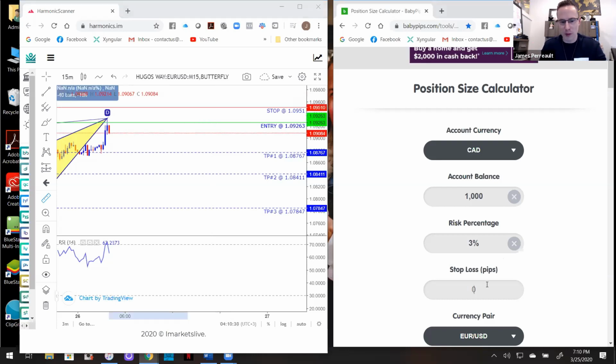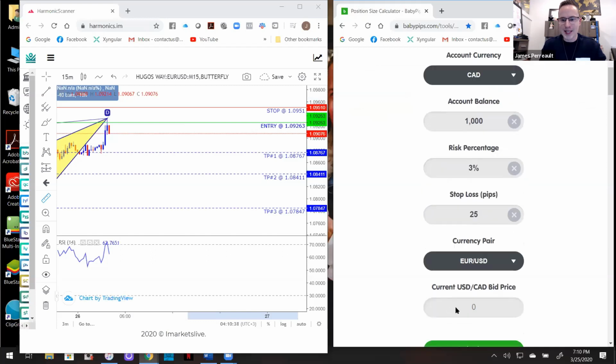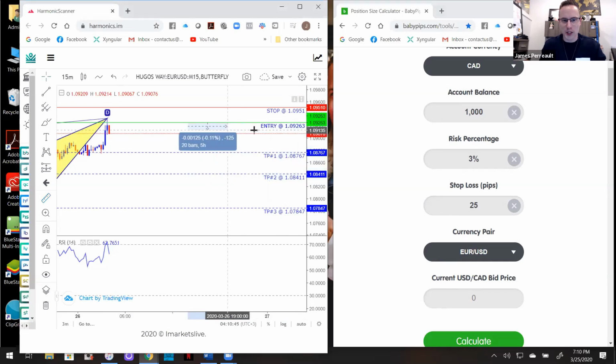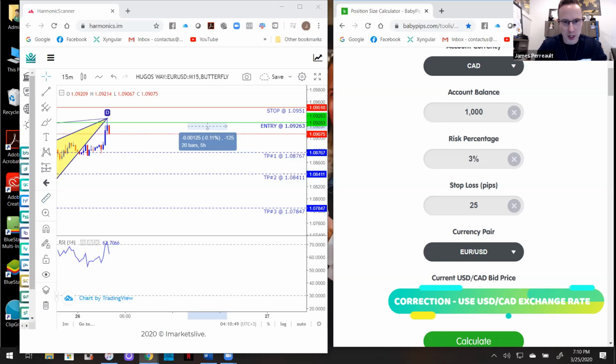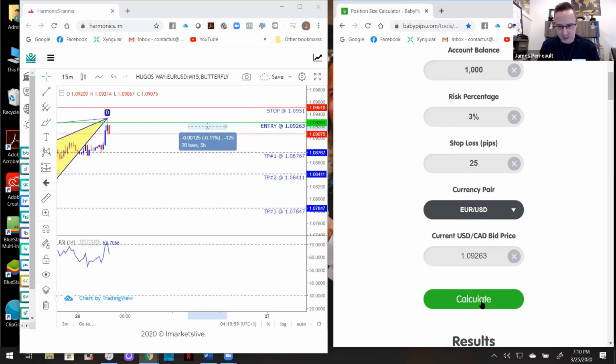So I'm going to come over here and throw 25 pips in here. Then it's asking for the pair. This one is Euro USD, so conveniently that's already there. And then it's asking for your current price, like your bid price. So essentially this is just the entry price. Right here it says our entry price, so let's punch that in: 1.09263. And literally just hit calculate, guys.